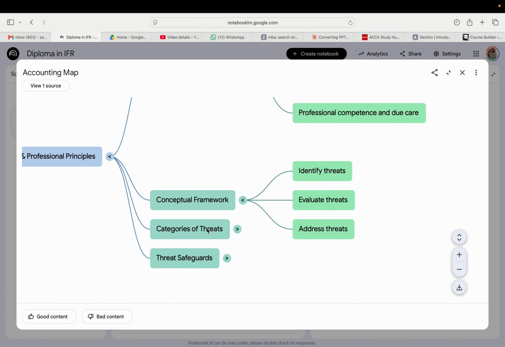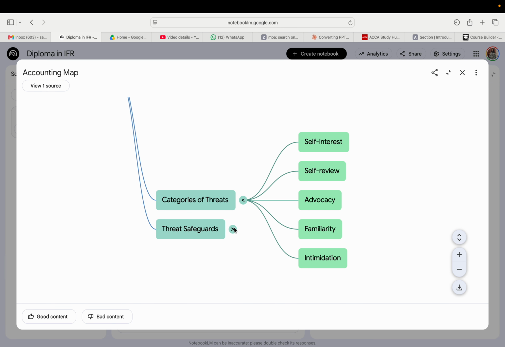Then conceptual framework: you use the conceptual framework to identify the threat, then you will evaluate the threat. Not all the threats are too risky. Okay, some threats are very small, some are very significant, and then you will address the threat accordingly. Then the categories of threat: self-interest, where you have your own interest also, could be financial interest, could be any other interest. For example, you are auditing a company where you are an employee also, where you are having a share option, so you are having a self-interest. Self-review, you are checking your own work.